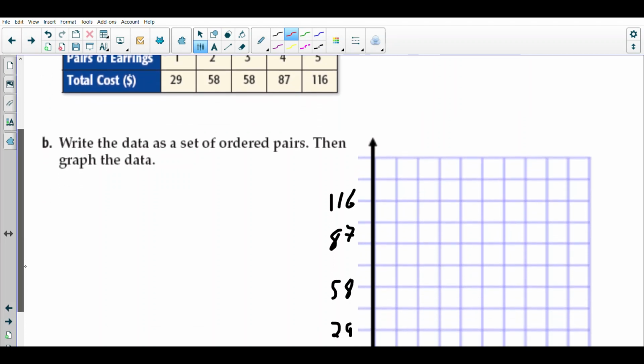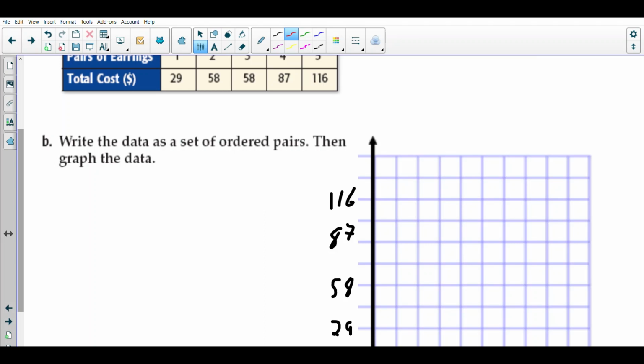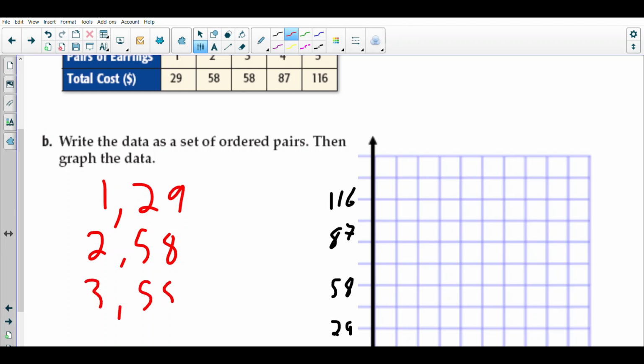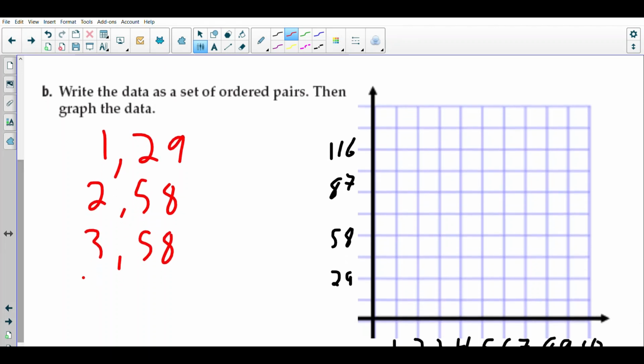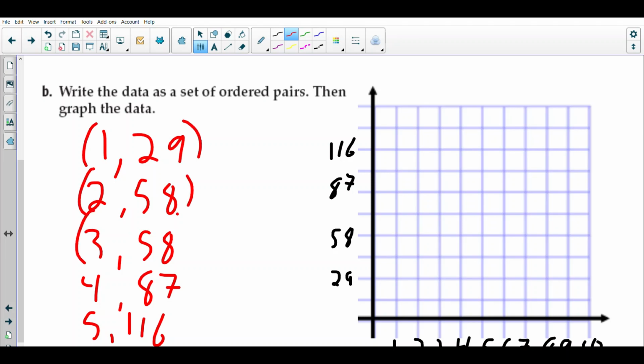So write the data as an ordered pair. Okay, so we have (1, 29), (2, 58), (3, 58), (4, 87), and (5, 116). So here are our ordered pairs. And then it says graph them. So I've got the graph already. Now we just have to graph them.